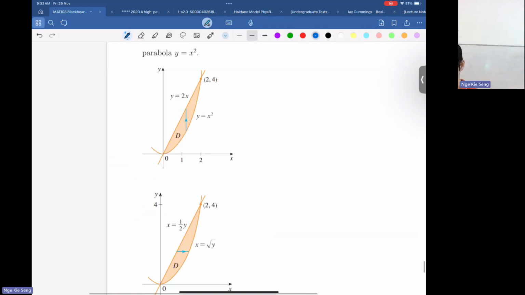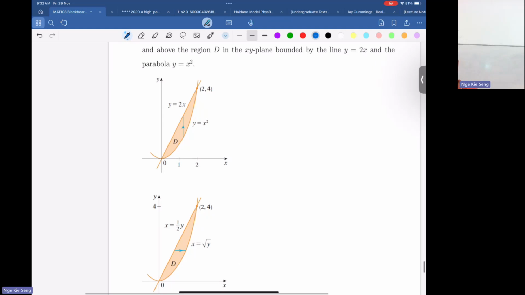Okay, did all of you get this graph here? First you can get the intersection points, which are (0, 0) and (2, 4). But how do you know which one is higher? How do you know y equals 2x is above y equals x squared? In principle, how do you check?